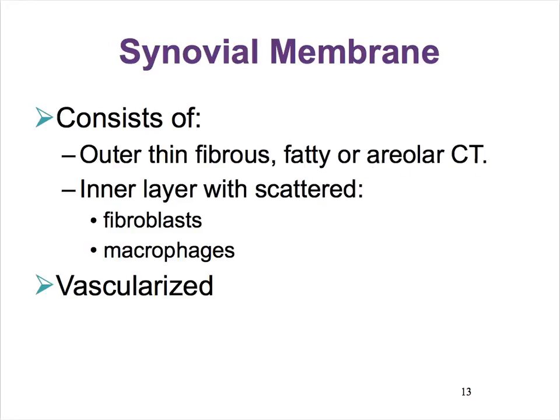And then the inner layer is made up of very scattered cells, including fibroblasts that, of course, make the fibers. Right, let me make sure I put the right arrow there. So they make the fibers, and then macrophages. And these cells also help with not just defending us against pathogens, but they're also involved in the making of the synovial fluid. The synovial membrane is very vascularized, and the capillaries that bring in the blood play a role in the making of our synovial fluid.